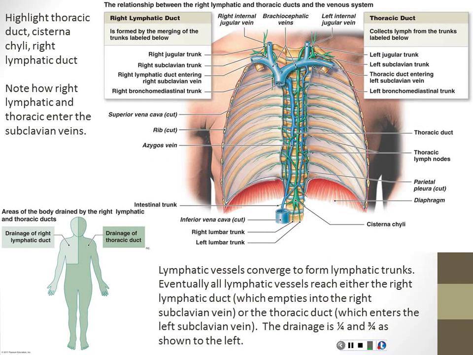Okay, so that's the anatomy piece. So the lymphatic vessel system is like a second vessel system that collects fluid and returns it to the cardiovascular system. Everybody kind of got that? Okay, because sort of the rest of this is more about the immune system.